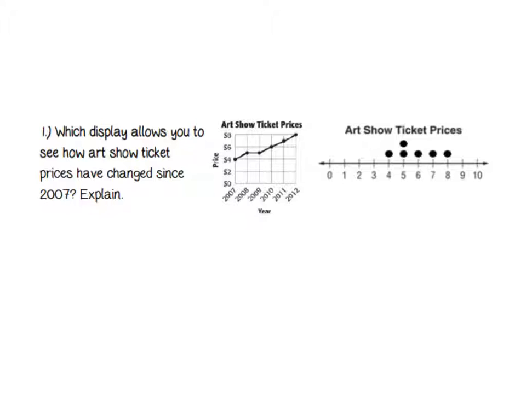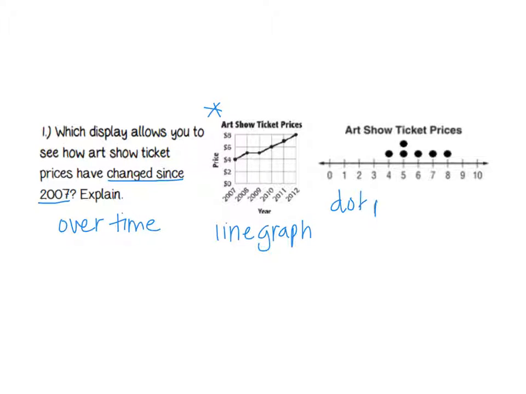So this question says, which display allows you to see how artwork ticket prices have changed since 2007? So here's our key phrase right here: change. This is over a time span. So it's over time. So we're looking at a change over time. In that case, this would be the best one. It is a line graph, and a line graph shows change over time. This is a dot plot, and dot plots are best to show how many times each number occurs in the data. So if we're looking for change over time, we want the line graph.